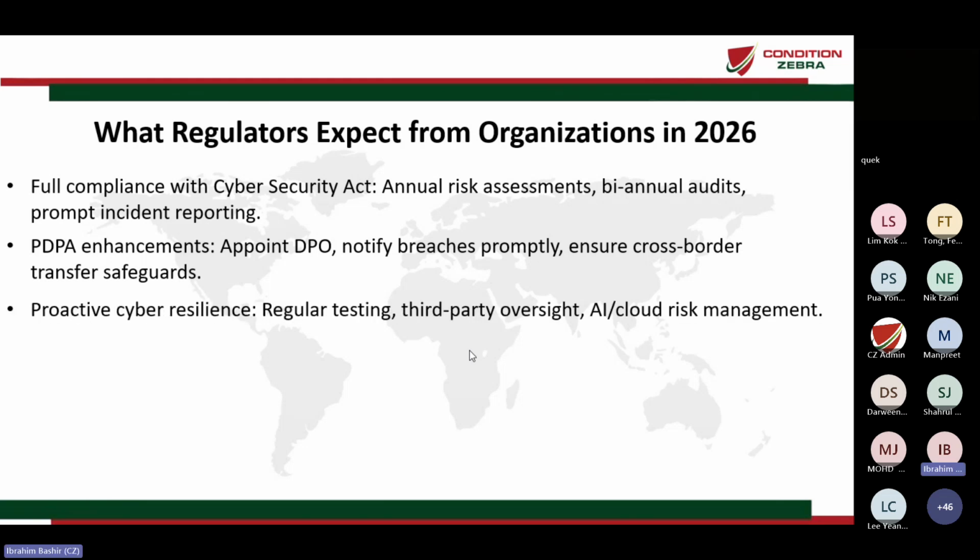Then proactive cyber resilience, right? So cyber resilience has to do with testing, third-party oversight, and of course, AI and cloud risk management. So a lot of organizations now have started implementing AI into their daily operation or their daily job. They are also offering products that are actually AI-enabled, right? This also comes along with a lot of risk.